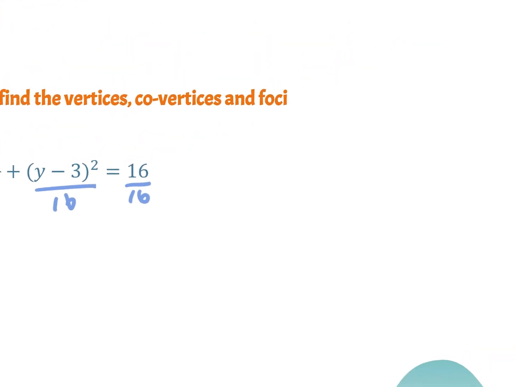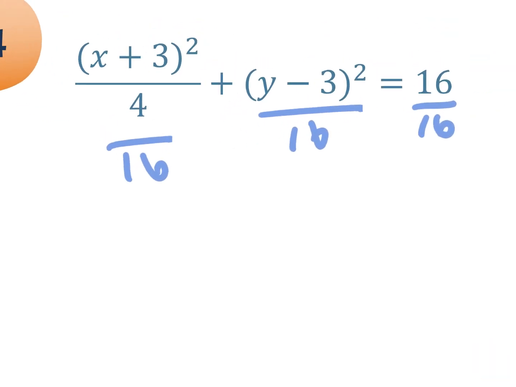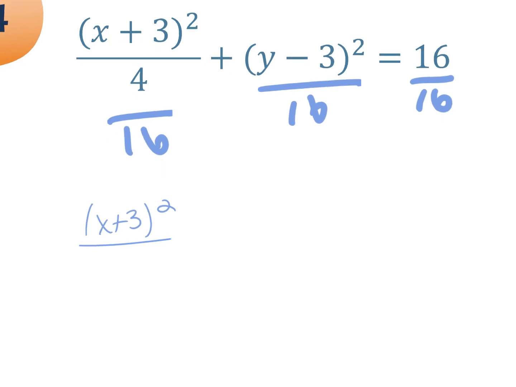Now, do a little math over here. You guys already know this, but if I have x plus 3 squared divided by 4 divided by 16. If I keep change flip, do you agree that we keep change and this becomes 1 over 16? You guys okay with that? So when I rewrite this, it's really x plus 3 squared over what? 64 plus y minus 3 squared over 16 equals what? 1. All right, now we're in standard form.